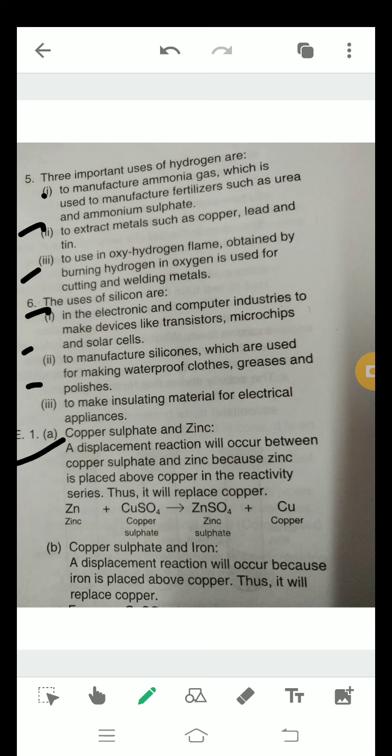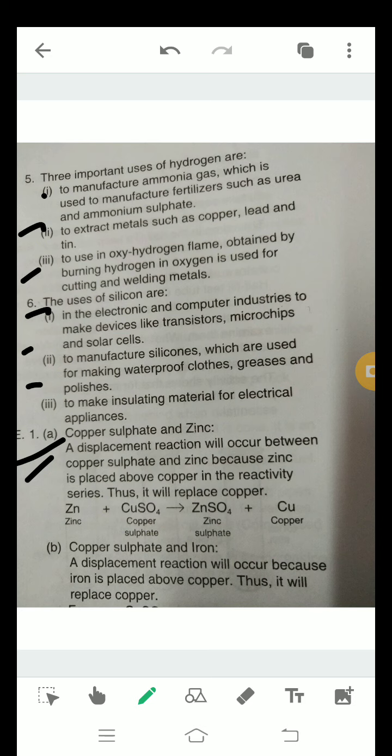Now let us start with the E section. State whether a displacement reaction will occur if the following are mixed. Give reason and give the reaction. So pairs of metals are given to you along with their salts. You have to find out whether they undergo reactions, and why. If they undergo reaction, then what will happen? So you have to write the reaction.